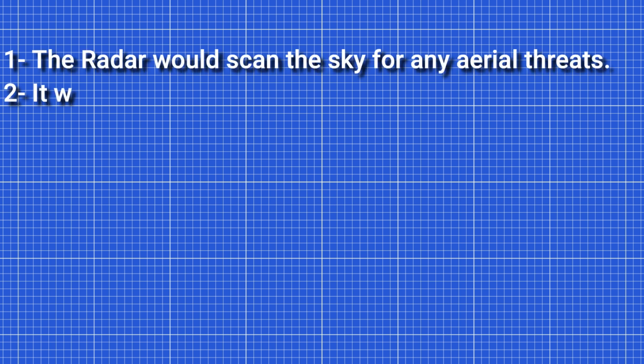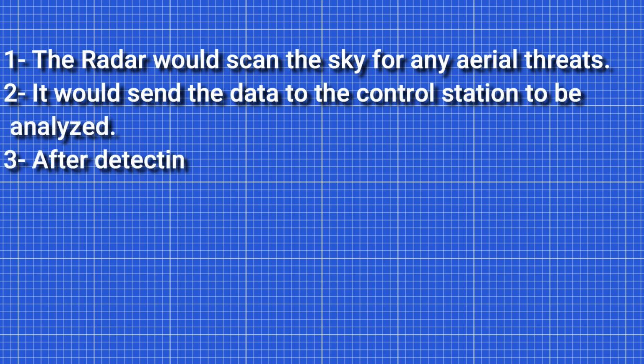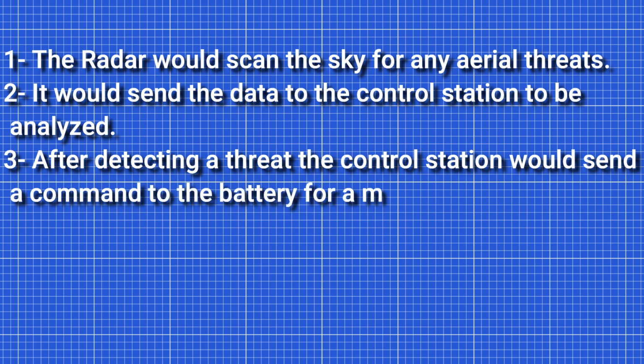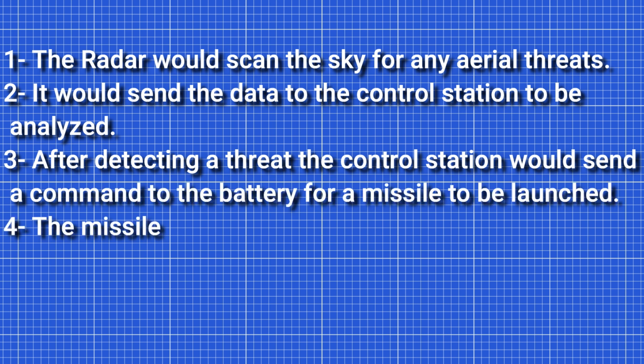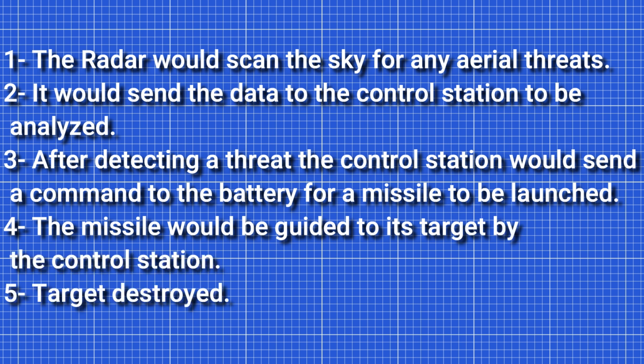So let's recap. First, the radar would scan the sky for any aerial threats. Second, it would send the data to the control station to be analyzed. Third, after detecting a threat, the control station would send a command to the battery for a missile to be launched. Fourth, the missile would be guided to its target by the control station. And finally, the target would be destroyed.